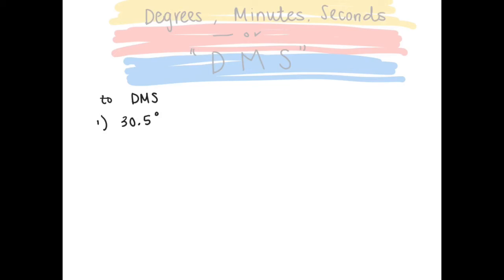We are going to leave the 30 alone. And the biggest unit of measure that you need to remember is 60. There's 60 seconds in a minute. There's 60 minutes in a degree. So we're going to leave the 30 alone, and we're going to take that 0.5 and multiply it by 60. When I do that, I'm going to get 30. That's my minutes. So then I just take those two pieces and put them together. So 30.5 degrees translates to 30 degrees, 30 minutes.